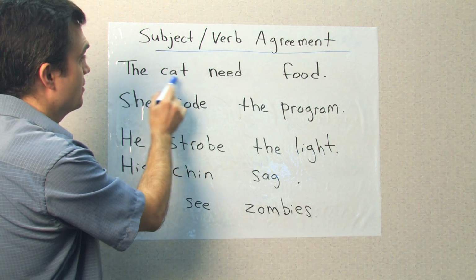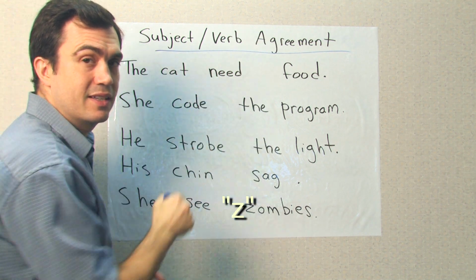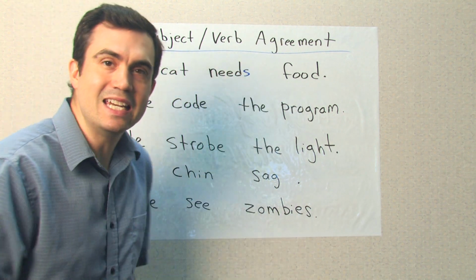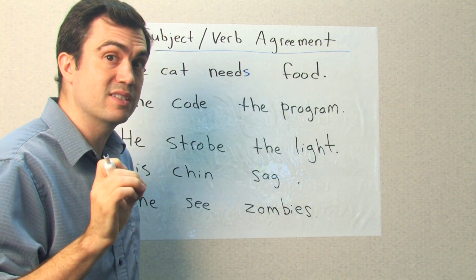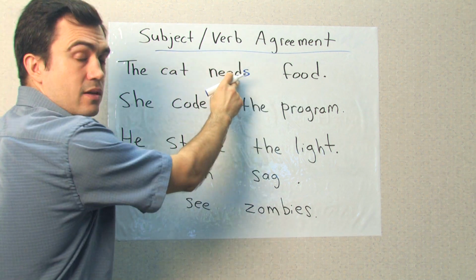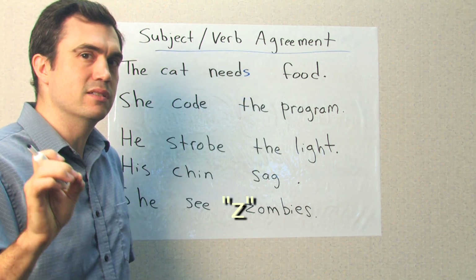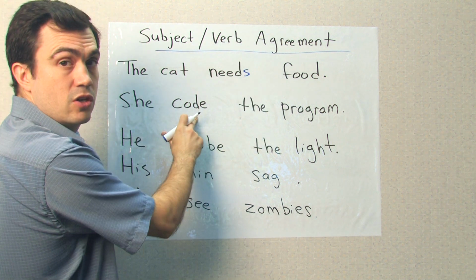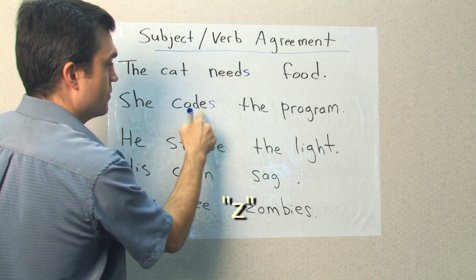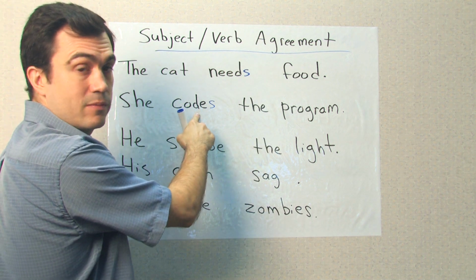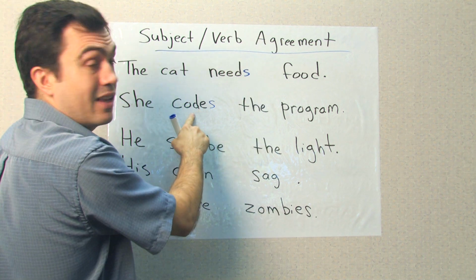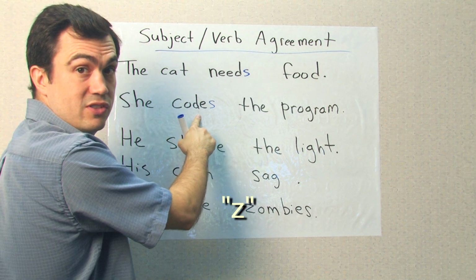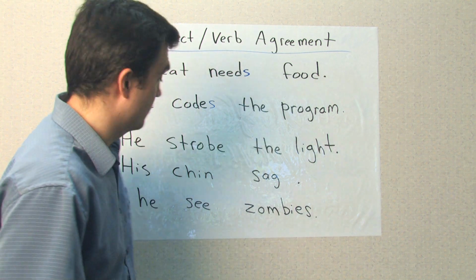The cat needs. It sounds like a Z, but it's an S. The cat needs food, voiced Z. D, Z, needs. She, singular, codes. Again, D sound. Even though there's an E here, it's still a D sound. D, codes. She codes the program.